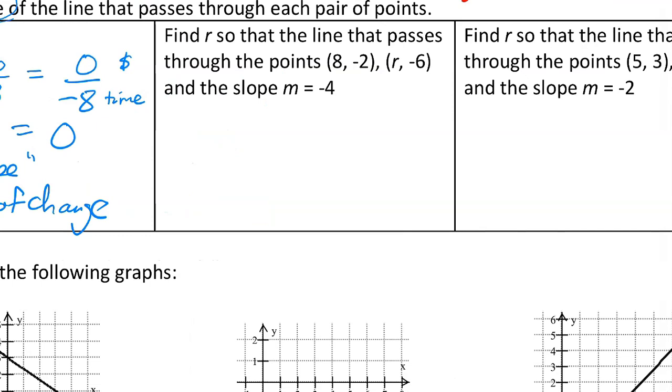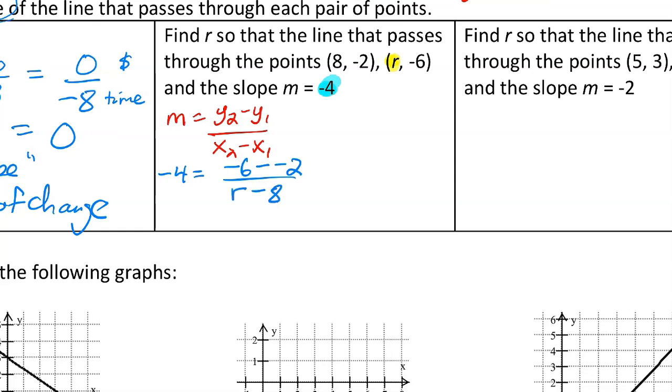On this question, kind of working backwards to figure out what the value of r would be, but you're provided what the slope is. So we could set up our slope formula, which is m equals y2 minus y1 over x2 minus x1. And we're going to plug a number in for the slope, which is -4. And we'll plug in our y coordinates, -6 minus -2, and our x coordinates are r minus 8. And then we solve this. This would be -4 equals -6 minus a negative would be -4 over r minus 8.